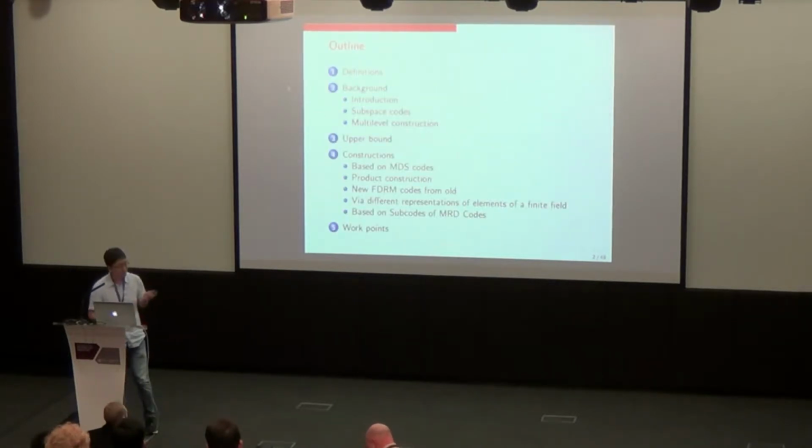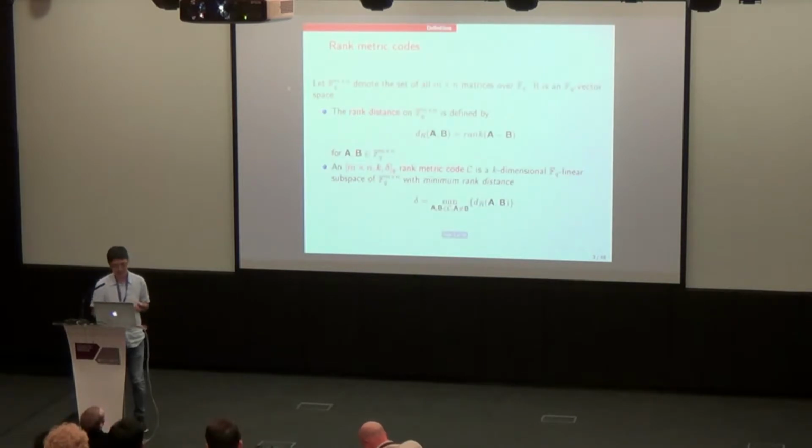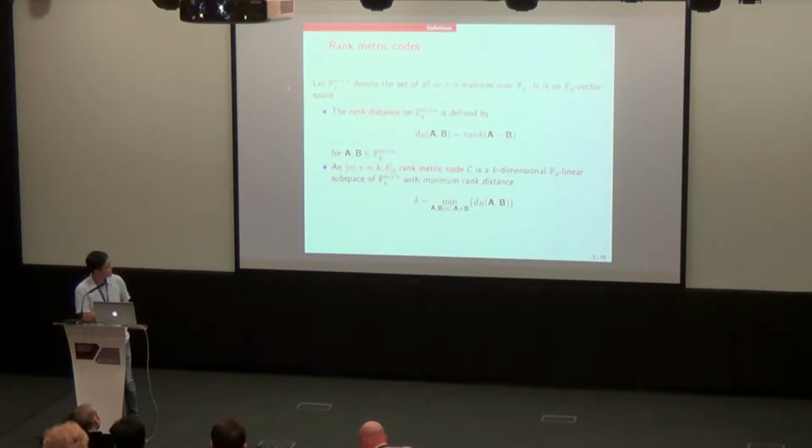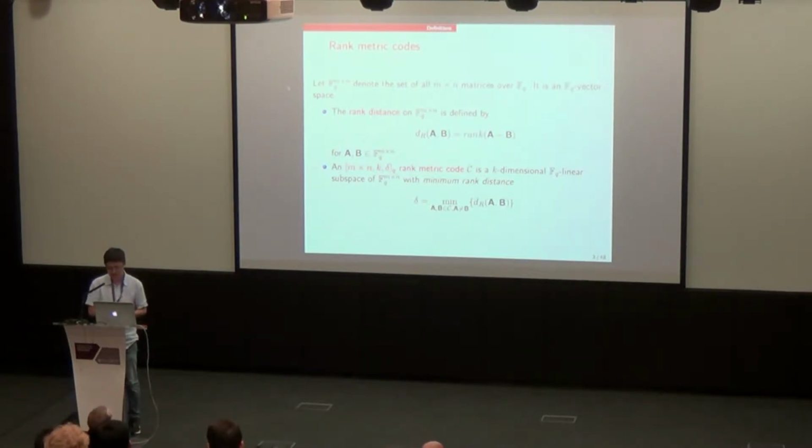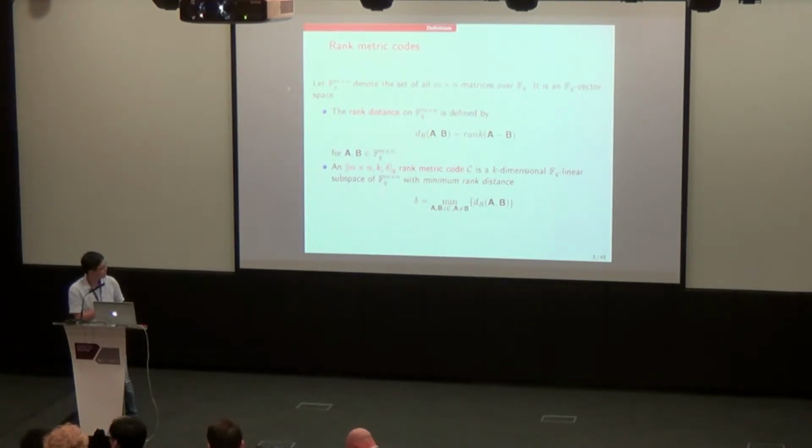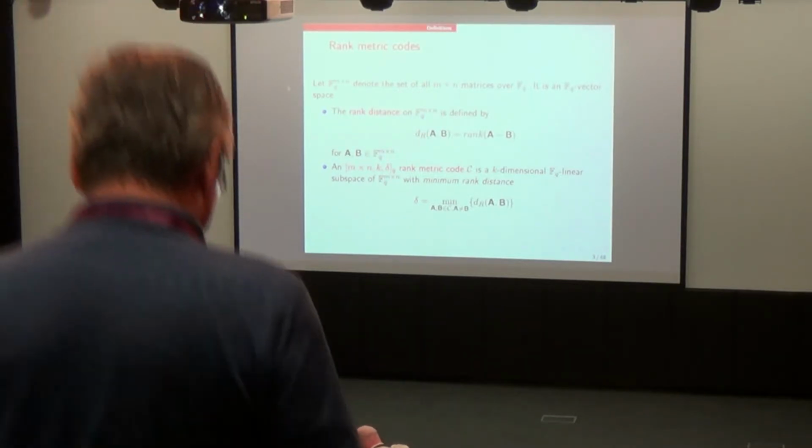First, I will give some definitions on this problem. Let F_q^{m×n} denote the set of all m by n matrices over F_q. It is an F_q vector space. For any two matrices A, B belonging to F_q^{m×n}, we can define their rank distance by the rank of their difference. An [m×n, k, δ]_q rank metric code C is a k-dimensional F_q linear subspace of F_q^{m×n} with minimum rank distance δ.